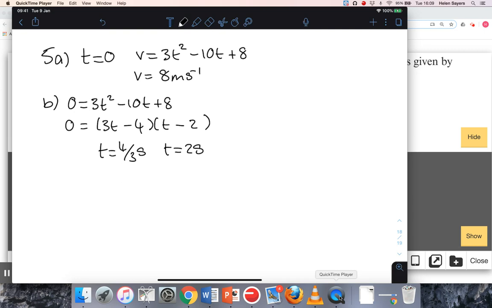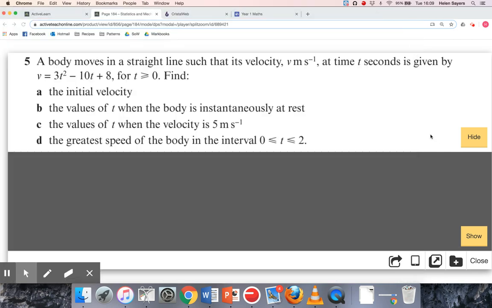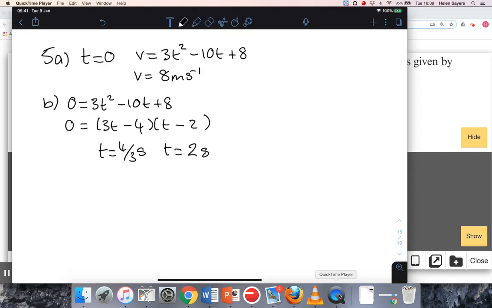Actually, that doesn't look like a 2. Let's write that a little bit neater. Okay, so I'm getting two solutions, but if I read the question again, it says values of t, so that's good. That makes me think I've done it correctly. The values of t when the velocity is 5 meters a second, so this is really quite a similar question, just really checking that you've got this.